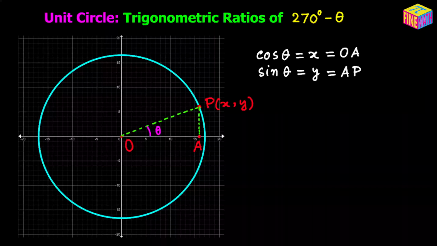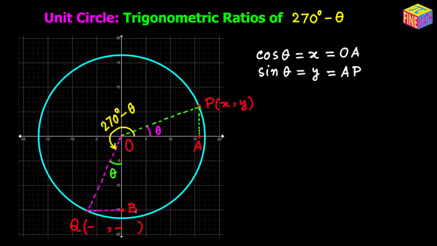Now let me plot a point Q on this unit circle where OQ will create an angle 270 degree minus theta with the positive x-axis. So I have plotted a point Q on the unit circle here, and OQ is creating an angle 270 degree minus theta with the positive x-axis, and I have denoted that with the yellow arc there, right?